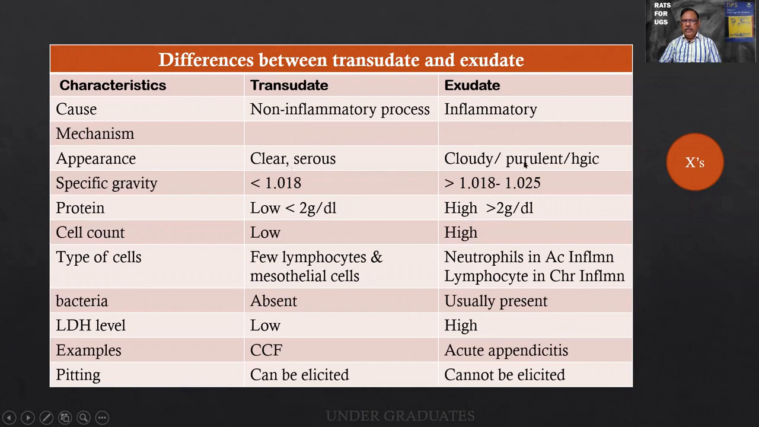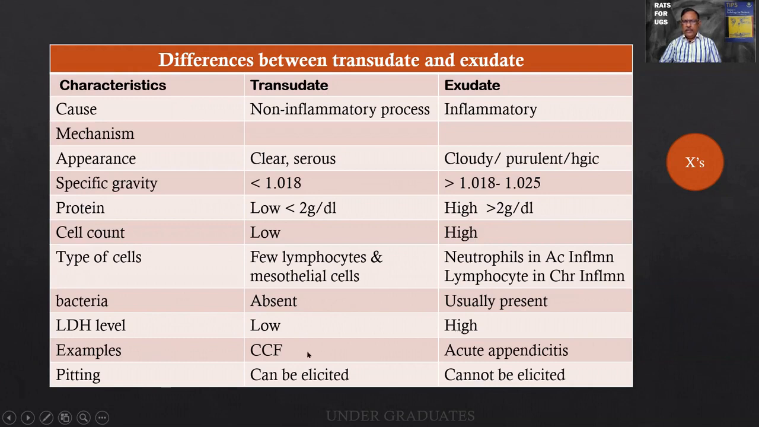Appearance is clear. Here it can be cloudy, purulent, or hemorrhagic. Specific gravity is less, more. Protein, less than 2 grams, more than 2 grams. Cell count is low, high in a case of exudate. The type of cells are lymphocytes and mesothelial cells. Here, neutrophils in acute inflammation and lymphocytes in chronic inflammation. Bacteria, absent, usually present in an exudate. LDH levels are low, it is high.